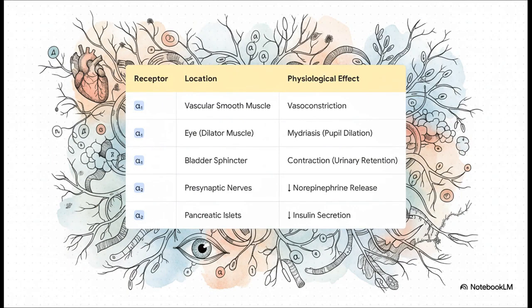So where do we actually see these effects in the body? Well, alpha 1 receptors are all over the smooth muscle in our blood vessels. When you stimulate them, you get vasoconstriction. The vessels clamp down and blood pressure goes up. You'll also find them in the eye, where they cause pupil dilation, and in the bladder, where they tighten the sphincter. Now, alpha 2 receptors, true to their inhibitory nature, you find them on the presynaptic nerve ending. When they get activated, they basically act like a shutoff valve. They stop more norepinephrine from being released, and that's that negative feedback loop we mentioned in action.